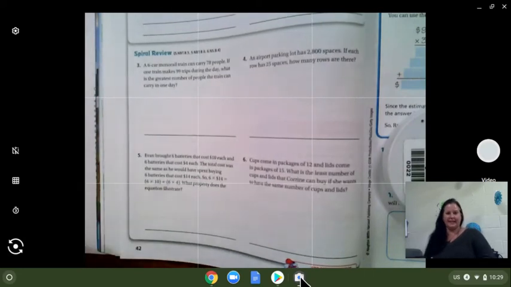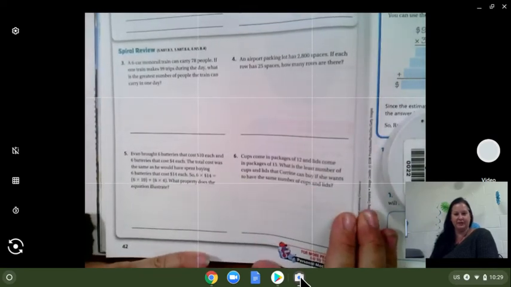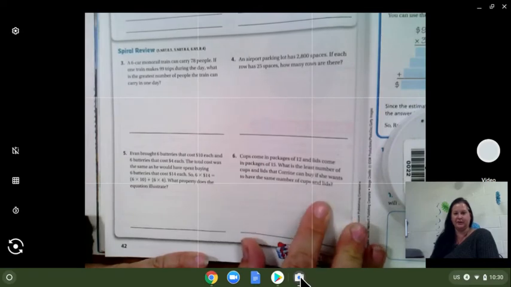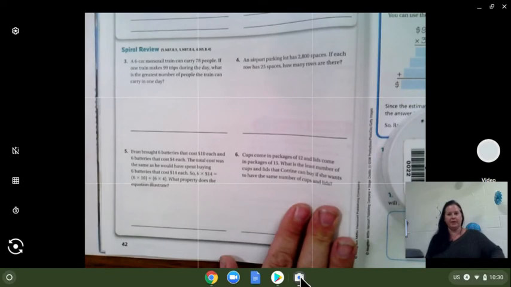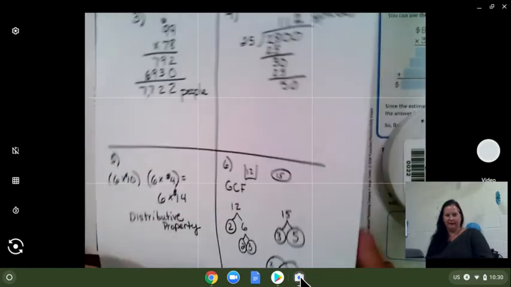Lesson 1.7, and we are going to be learning about multiplying decimals. This is page 42, number 3 through 6. I have a picture of it for you on the Google Classroom. You can pause your video here, or you can look at your book and make sure you write those answers in your notes. Okay, we're going to go over them now.